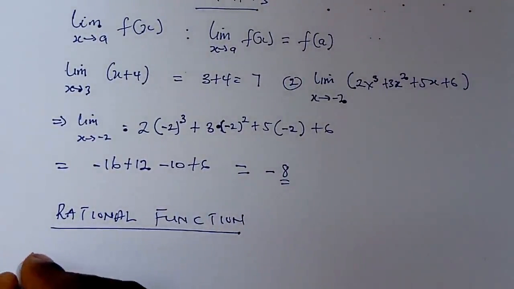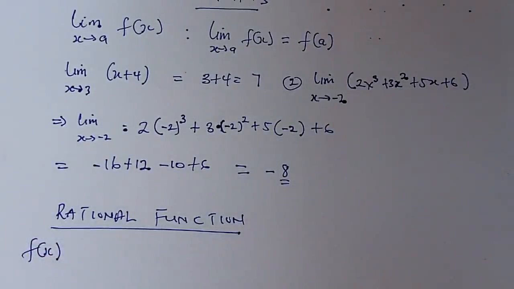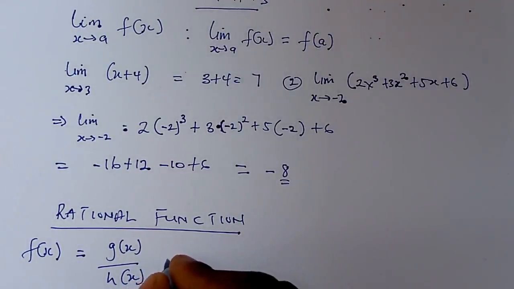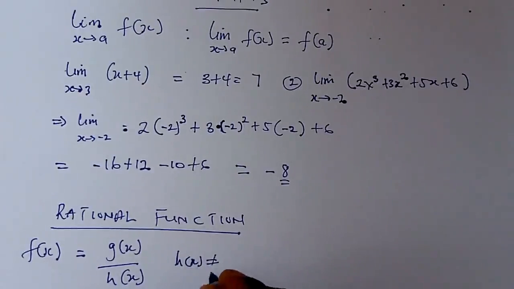A function f of x, so I'm defining a rational function. A function f of x is said to be rational if it can be expressed as a quotient of two polynomials in x. So we can have f of x equal to g of x over h of x, because I've expressed this in the form of a fraction, or as a quotient of two polynomials, g of x over h of x. And this condition holds: h of x should never be equal to 0. Okay? So when we have an expression like this, we say it's a rational function. So how can we find the limiting values of a rational function?